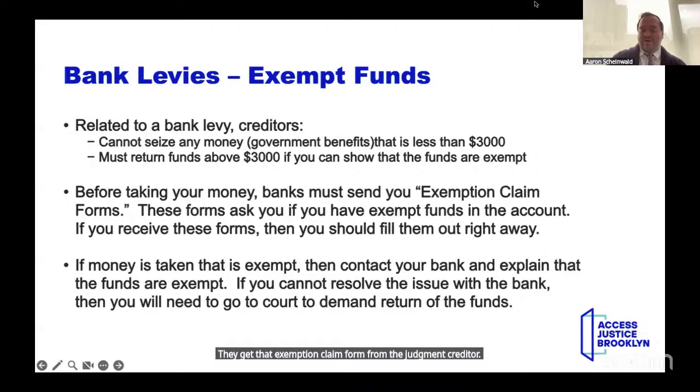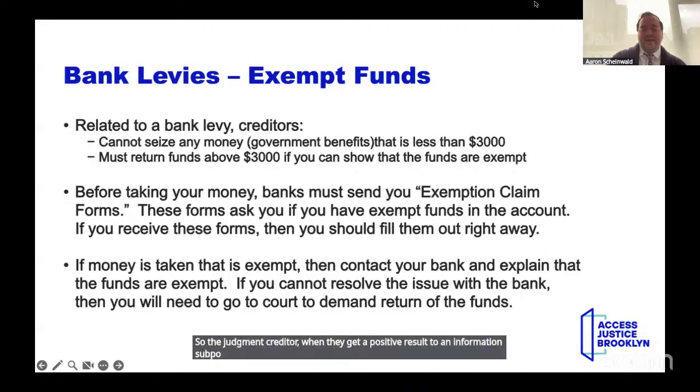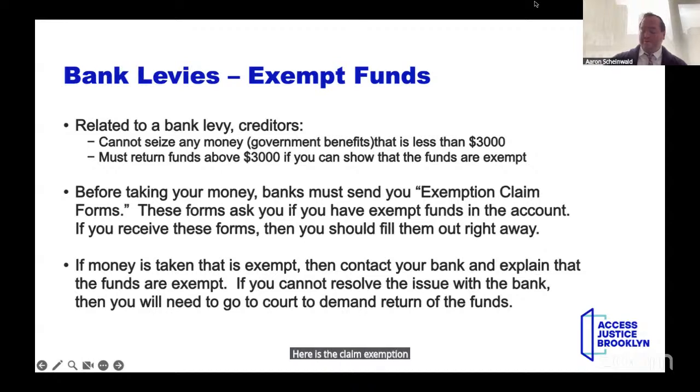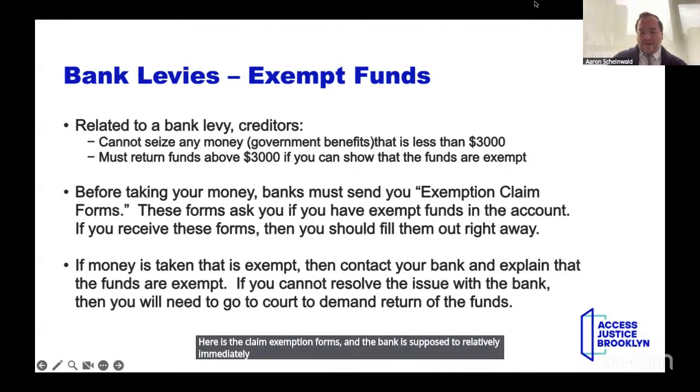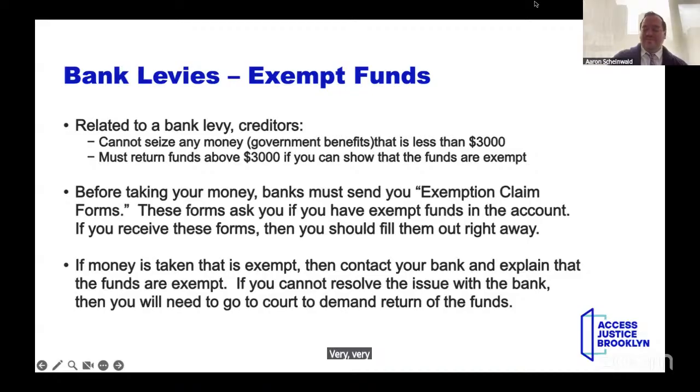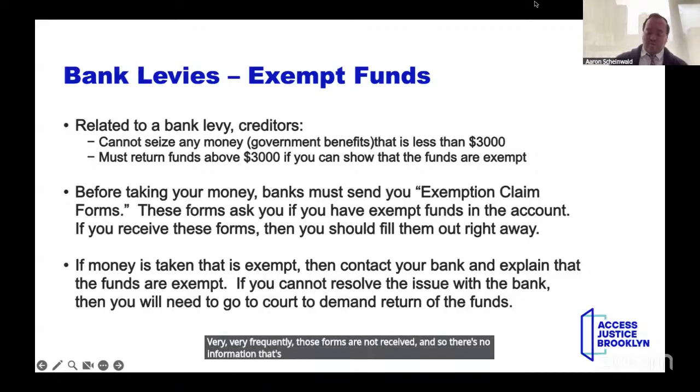So the judgment creditor, when they get a positive result to an information subpoena, is supposed to then say, okay, we want that money. Here's the claim exemption forms. And the bank is supposed to relatively immediately send those forms on to the judgment debtor, meaning the person that we are speaking with. Very, very frequently, those forms are not received, and so there's no information that's sent. But that is what the requirement is.